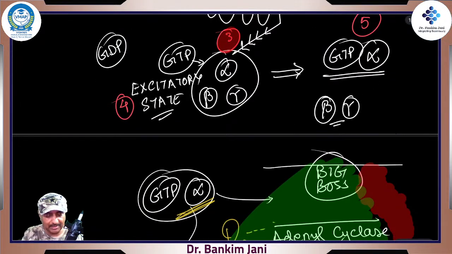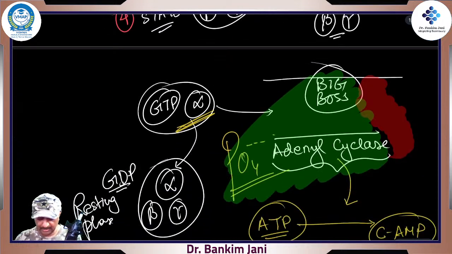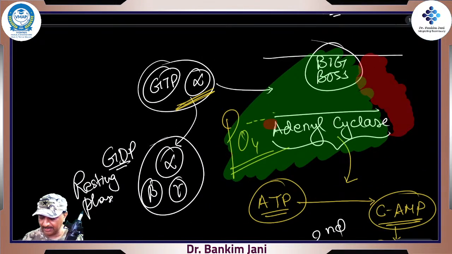At the inner stage, it was sitting silently with the GDP, but it is told now, "Mr. Varsi, here is your work to do," and he creates this new complex, with the GTP alpha complex. Beta and gamma are now separated. This one goes to the big boss, and this is the adenyl cyclase.